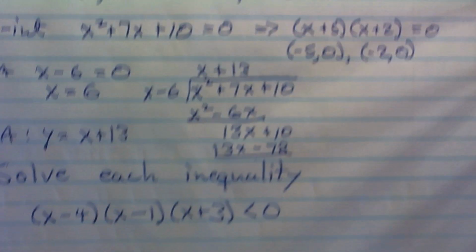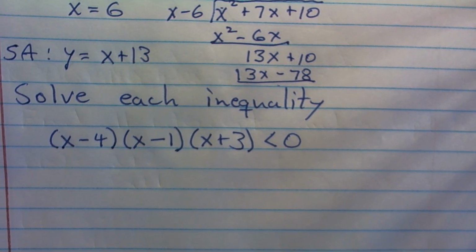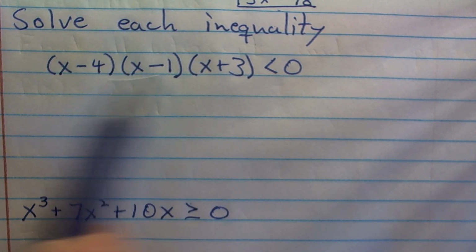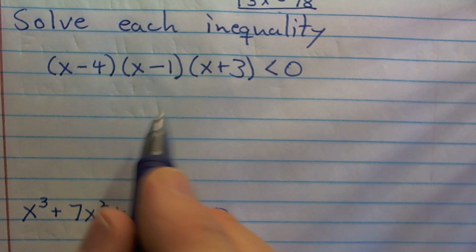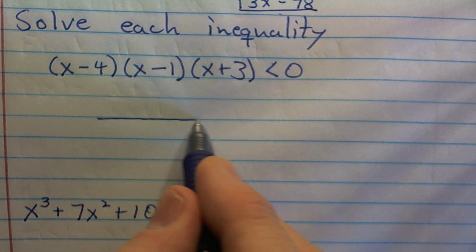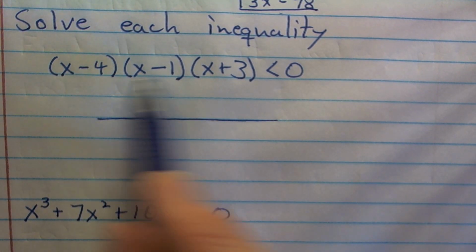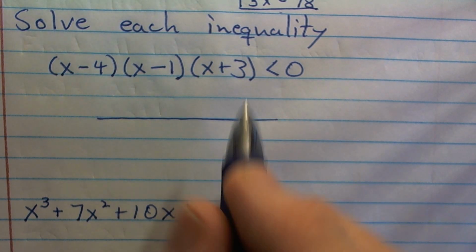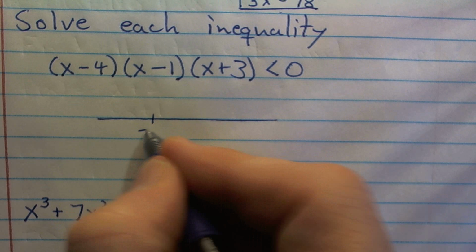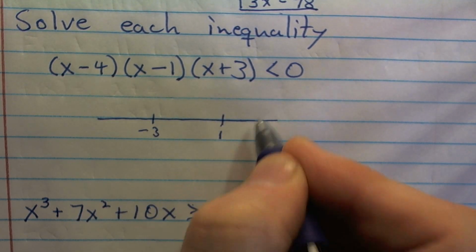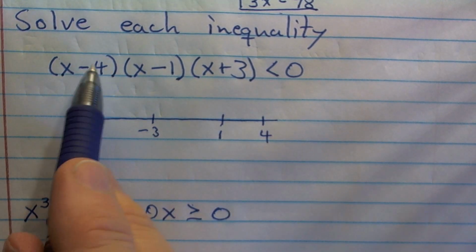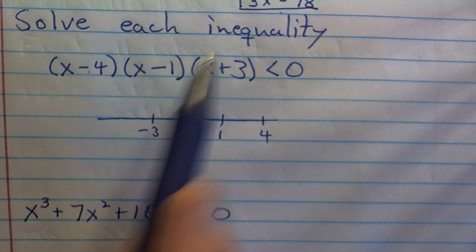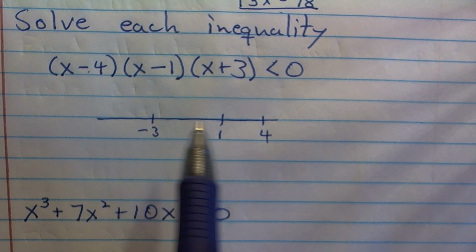Okay, now on to the inequalities. So we have this higher order inequality, this polynomial inequality. Remember what we do. We find where this is equal to 0 and we use that as a boundary point, or boundary numbers. Well, we get negative 3, 1, and 4. See? I get the 4 from here, the 1 from here, and the negative 3 from here. That's what will make this 0.